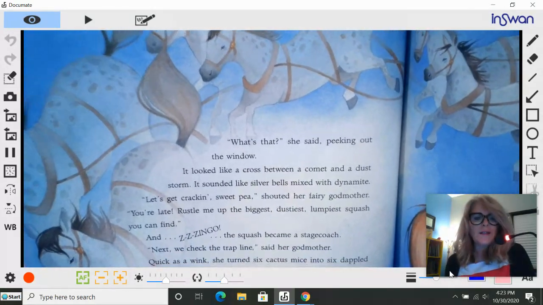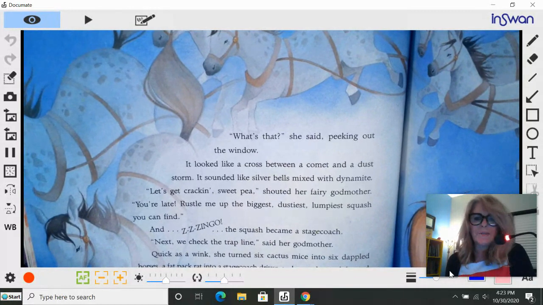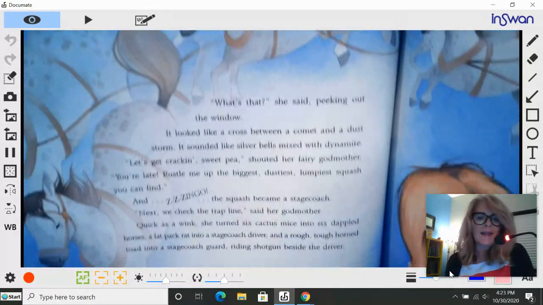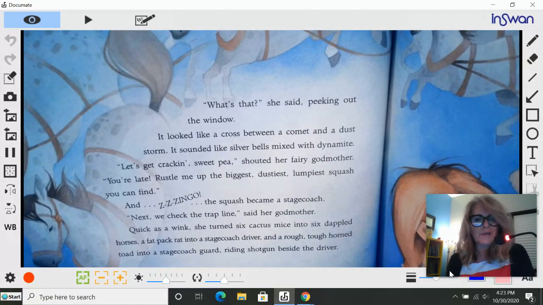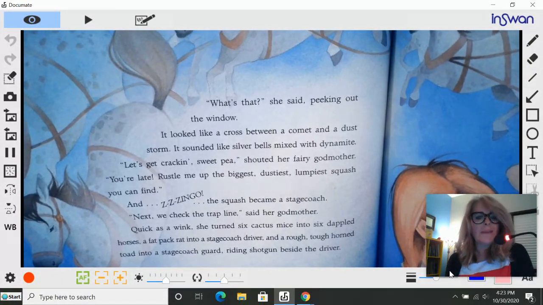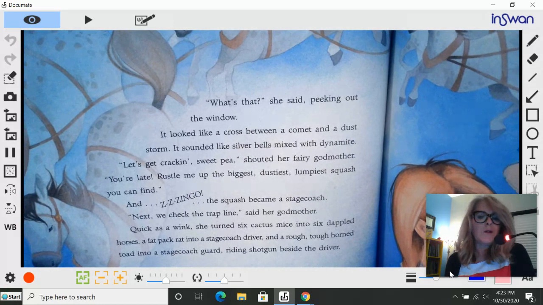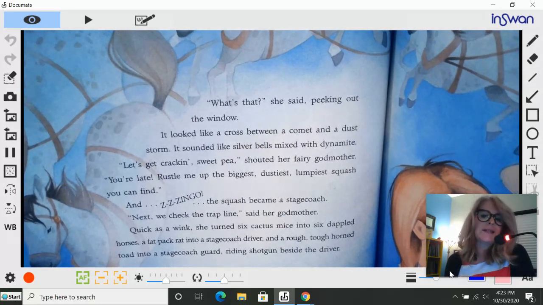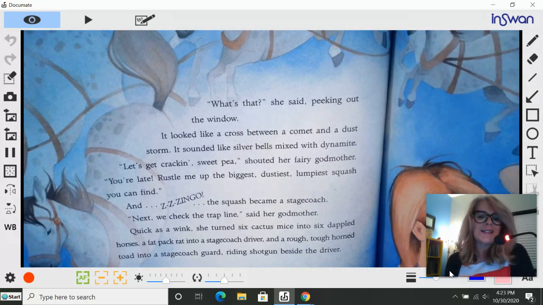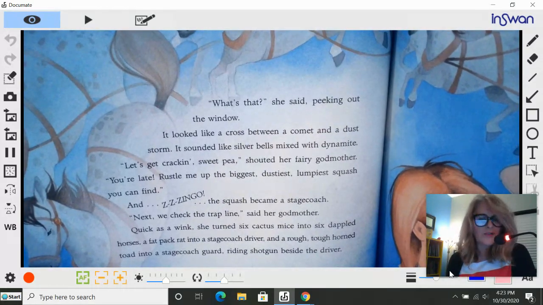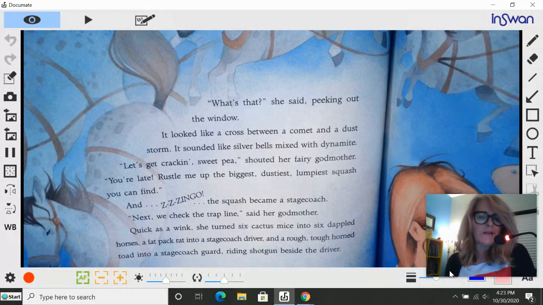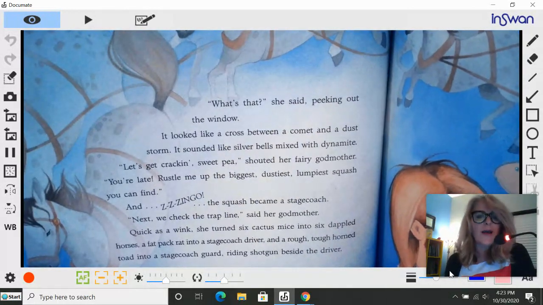"You're late. Rustle me up the biggest, dustiest, lumpiest squash you can find, and zingo!" The squash became a stagecoach. "Next we check the trap line," said her godmother, and quick as a wink she turned 6 cactus mice into 6 dappled horses, a fat pack rat into a stagecoach driver, and a rough and tough horned toad into a stagecoach guard, riding shotgun beside the driver.